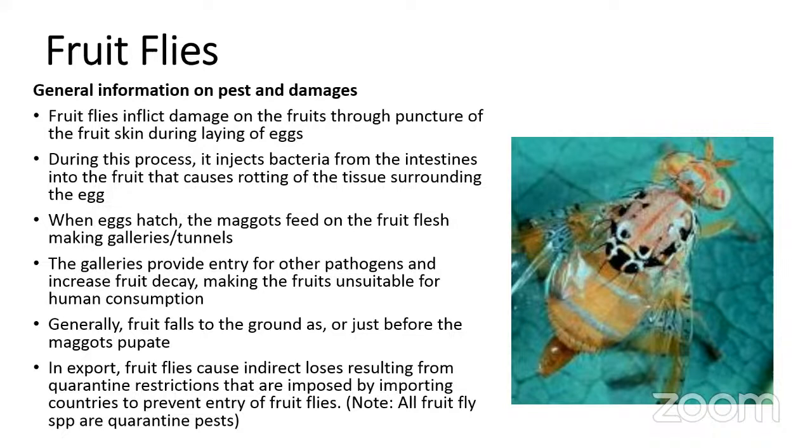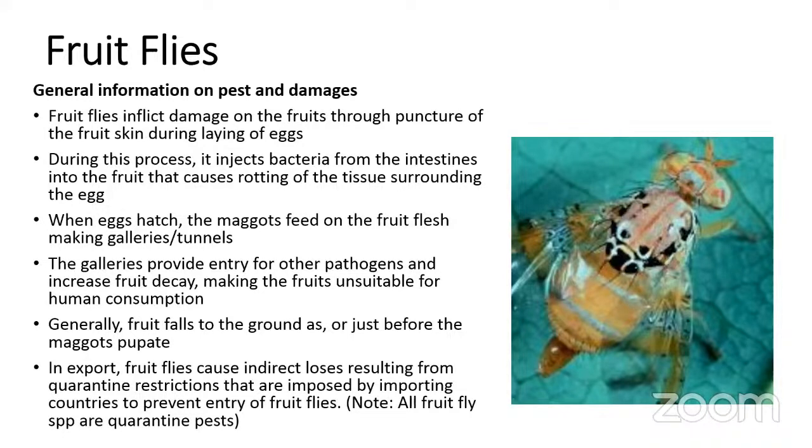So it will start to make tunnels in the avocado, causing damage inside. The galleries will provide entry for other pathogens and increase fruit decay, making the fruits unsuitable for human consumption. Remember, we talked about physical damage to the parts of the plant. So it will start making tunnels, and through the tunnels, pathogens get in and the fruit starts decaying.